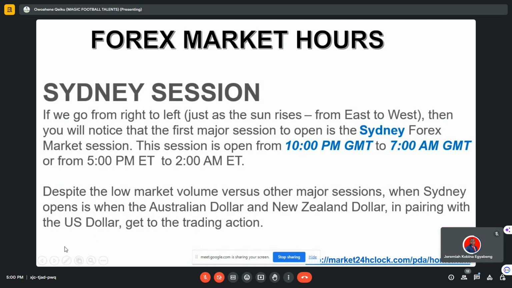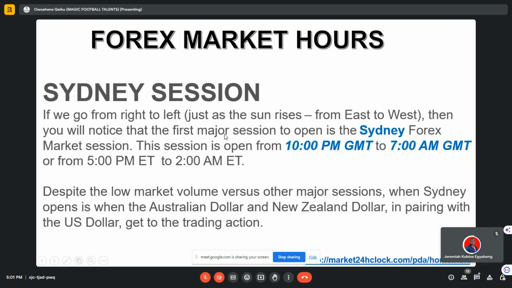So if you go from right to left on the map, just as the sun rises from east to west, you will notice that the first major session to open is the Sydney forex market session. It's almost trading hours now, open 10 p.m. to 7 o'clock a.m. GMT.